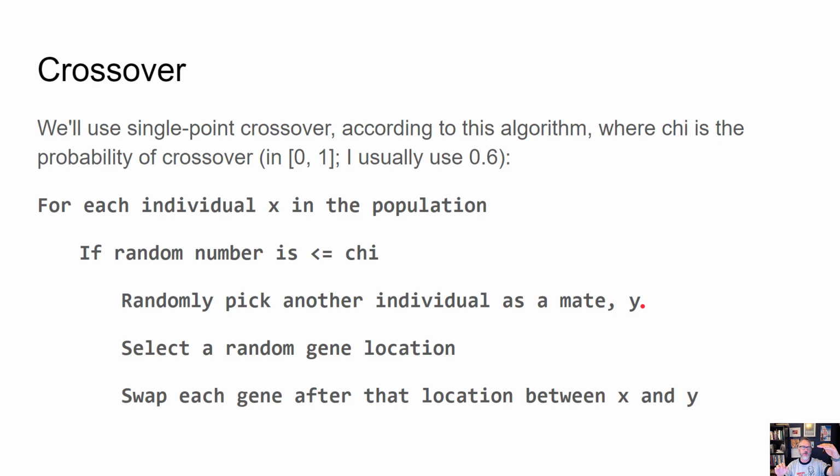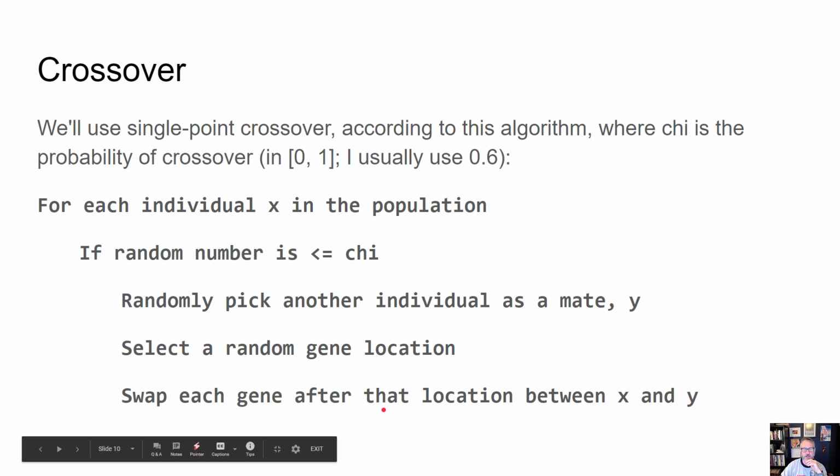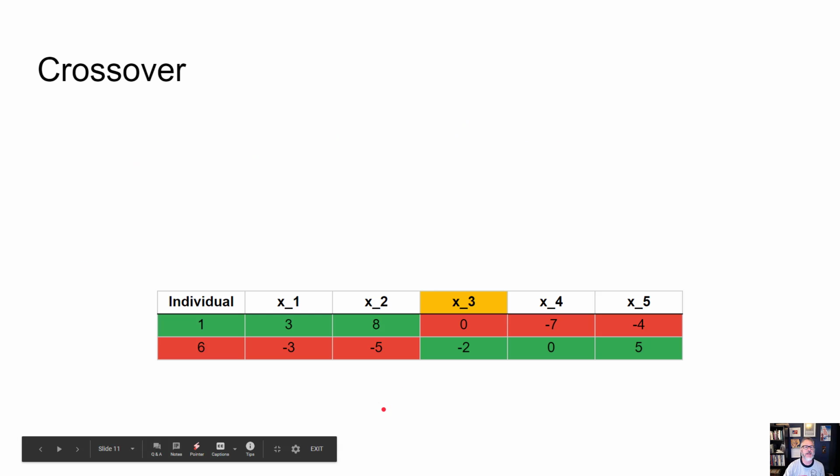X is the current individual as I'm going through the population. Y is the individual that's chosen to mate with. And that could theoretically be yourself. It could be X and X. If it happens, that's okay. It won't be a problem. And then in that situation, we select a random gene location, so a point in our example here in that 5 double individual. We choose one of those locations, and then we swap the genes after that location between those two individuals. So this would look like this.